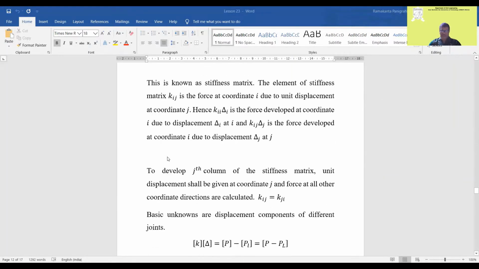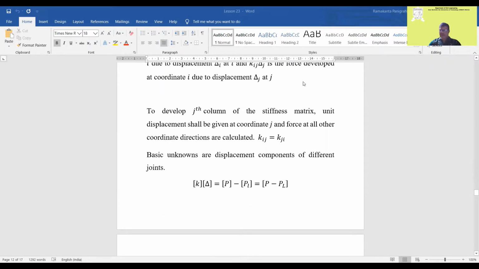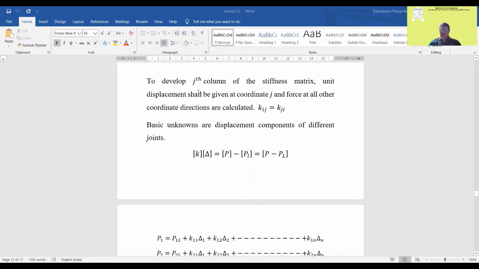Now, each matrix has columns. To develop the jth column of the stiffness matrix, a unit displacement shall be given at coordinate j. So if you are interested in the jth column, give a unit displacement at j and find the forces for all other coordinate directions. And that's a property of the matrix, as you know, Kij is equal to Kji. So if you calculate one side of the diagonal, the other side will be the same.